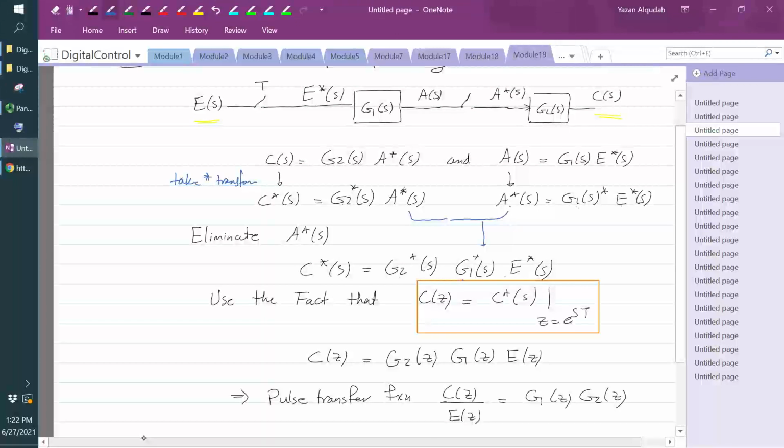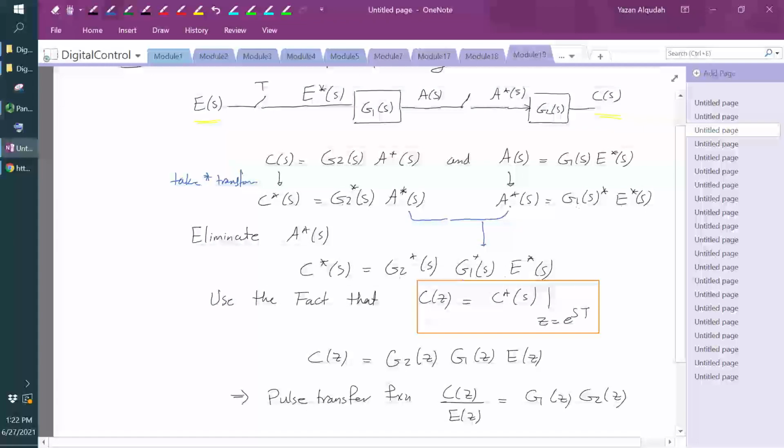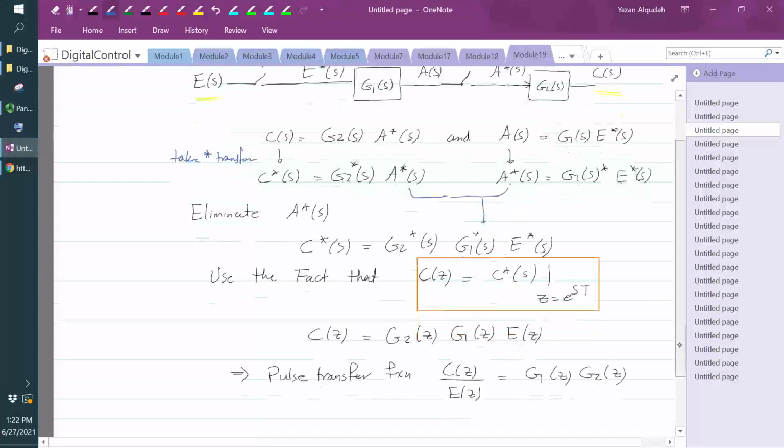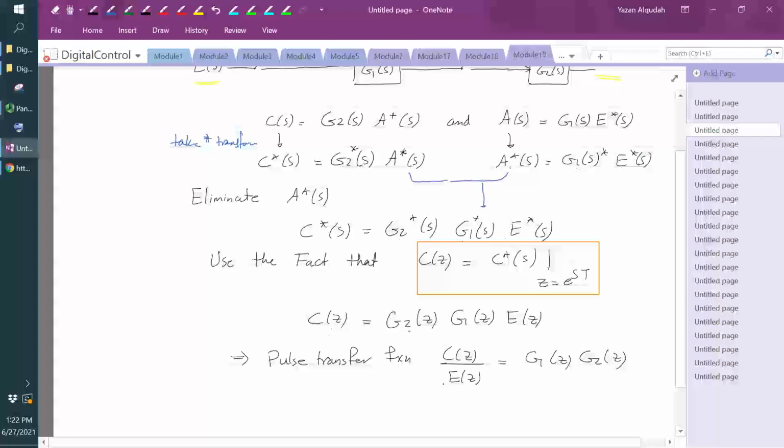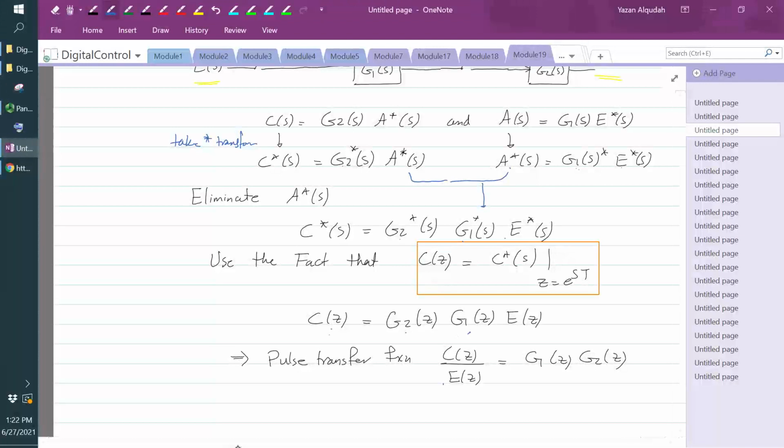Now we know if I have the star transform and I replace e to the power of ST with Z, I'm going to get the Z transform. So that's what I'm going to do. I'm going to take the C star, replace e to the power of ST with Z. I'm going to get C of Z equal to G2 of Z multiplied by G1 of Z multiplied by E of Z. And therefore, I can get the pulse transfer function C of Z over E of Z, and that is going to equal G1 multiplied by G2.